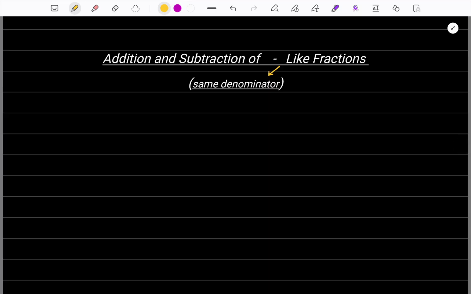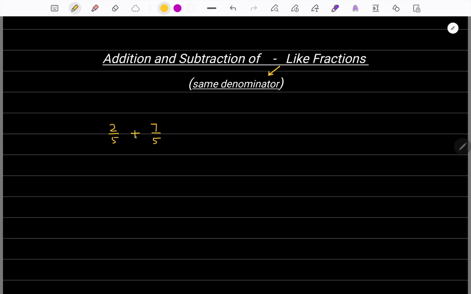For adding and subtracting like fractions, we simply add or subtract their numerators and write the denominator as such. Here, 2 by 5 and 7 by 5 are examples of like fractions since they have the same denominator, that is 5.